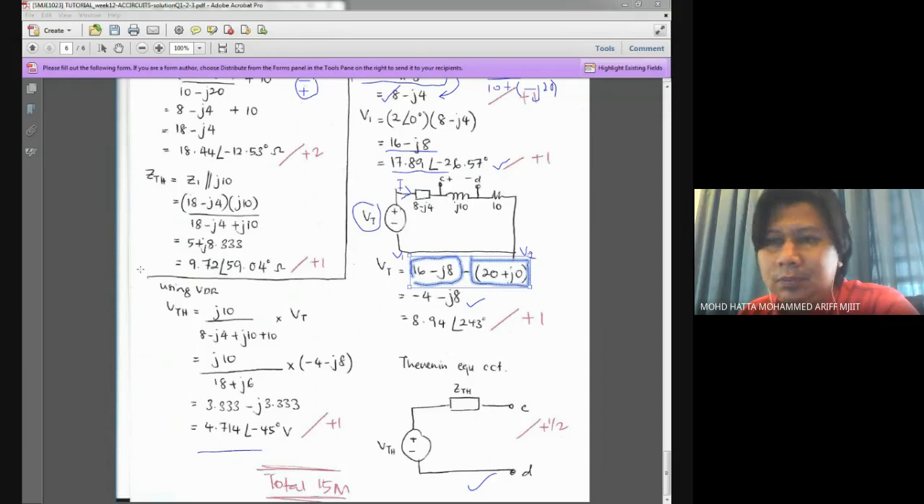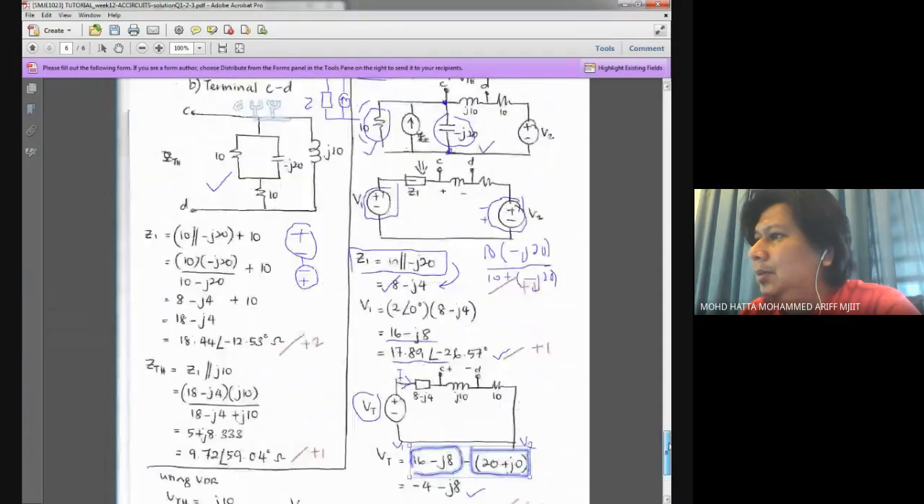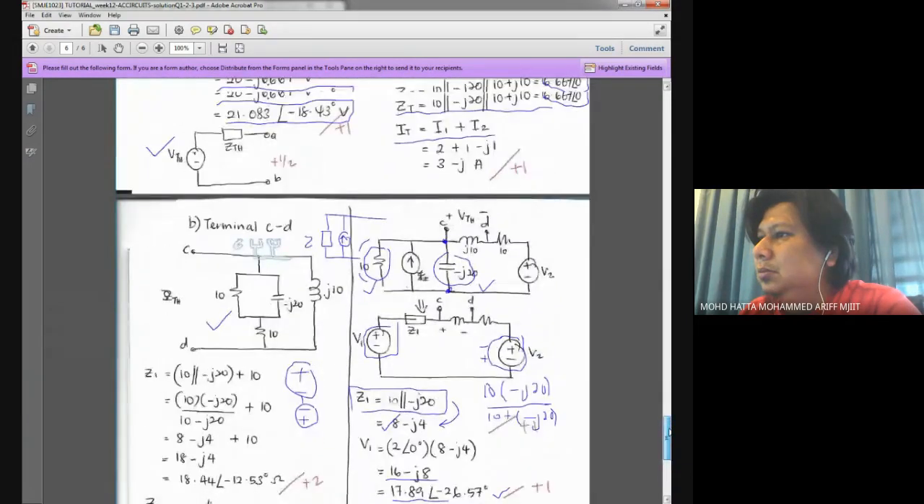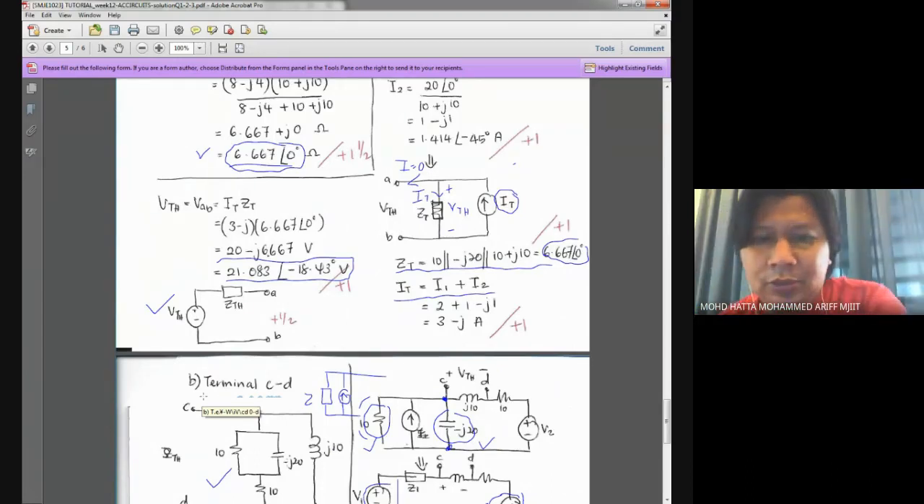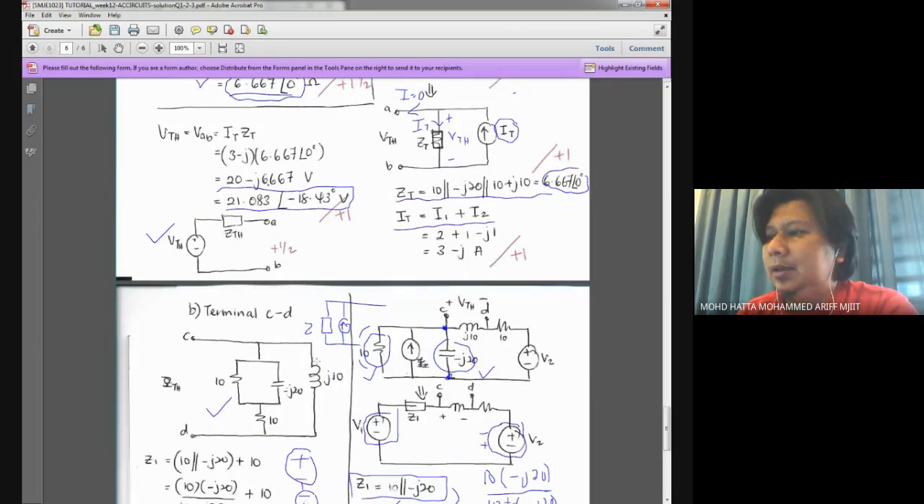I will put this solution in e-learning later on. Maybe I will put the annotated version so that you can see what are the ways that you can use. This is not the only answer. Maybe you can try to use other methods or other tools to calculate the answers.